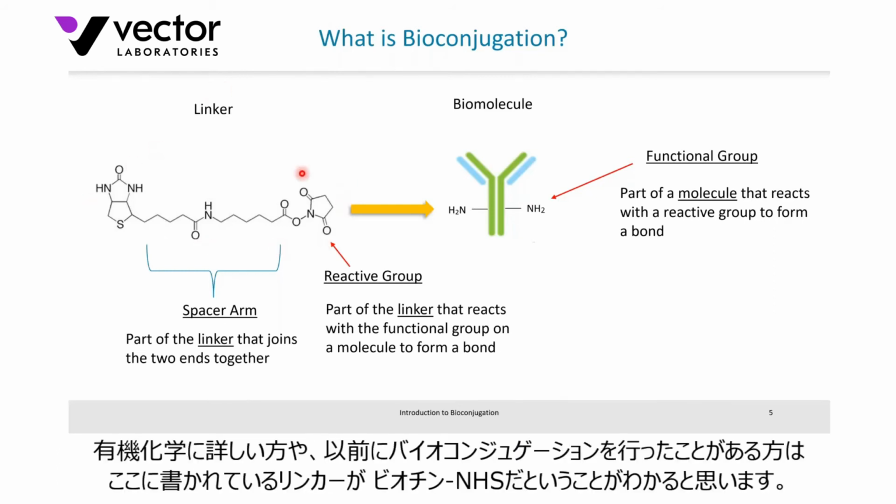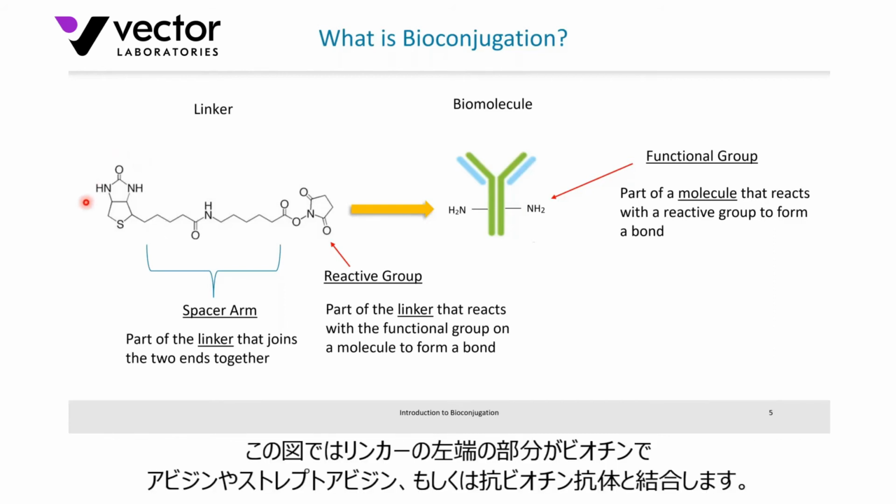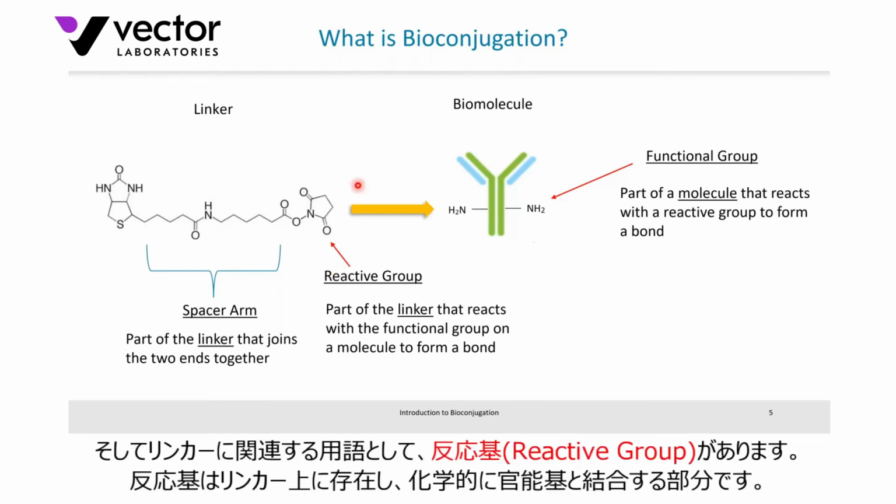Here's the linker, this one over here. And those of you who may be familiar with some organic chemistry or perhaps have done some bioconjugation before may identify this molecule as biotin NHS. And basically, just to walk you through it, this is the biotin component here. This is the part that will be accessible for an avidin or a streptavidin subsequent detection conjugate, or indeed an anti-biotin antibody. And then the reactive group over here, this particular group, binds to this functional group linking chemistry. And this is part of the link. The reactive group is part of the link that reacts with this functional group on the molecule to form a bond.